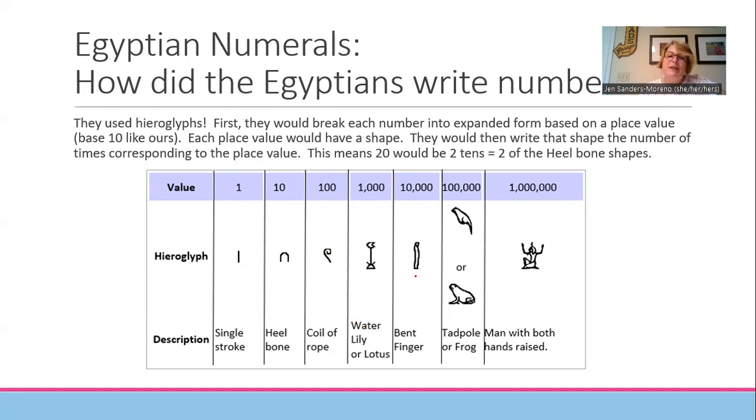We get a little creepy here in that the 10,000s is a bent finger. I will admit that when I go to draw these myself, I usually just kind of make it look like a hockey stick because I'm lazy. And then tadpoles or frogs is 100,000, and sticking to the lazy, mine looks kind of like a raindrop with an eye. And then as far as millions go, you can do whatever you want for man with both hands raised. So however you'd like to draw that.